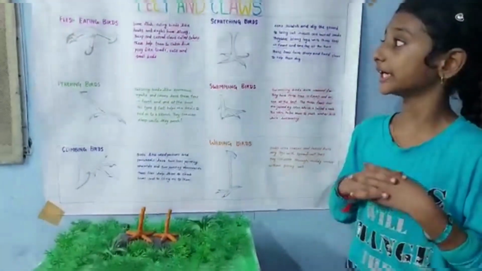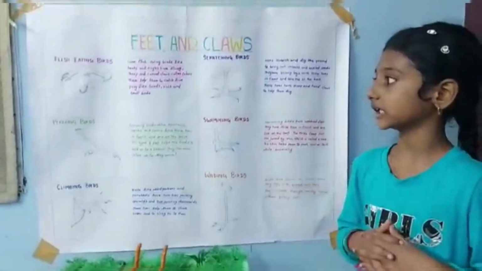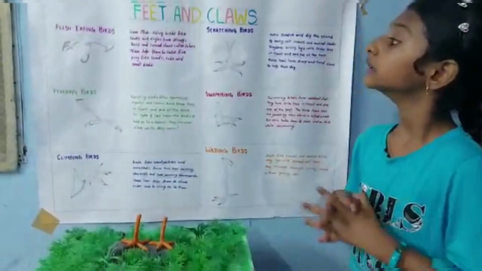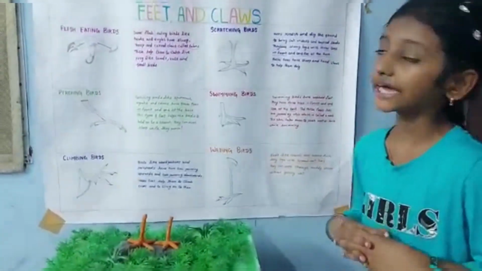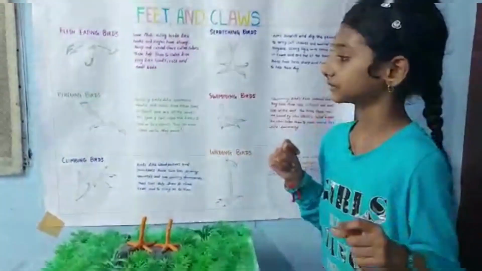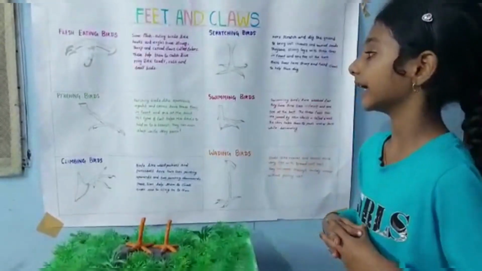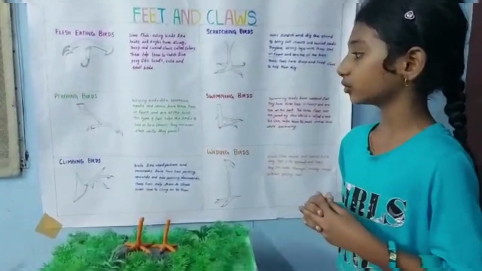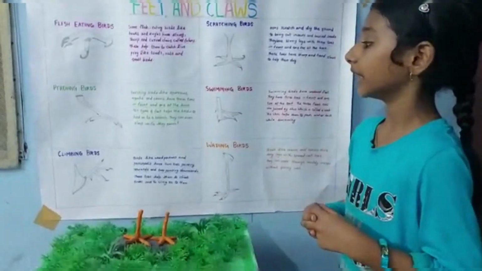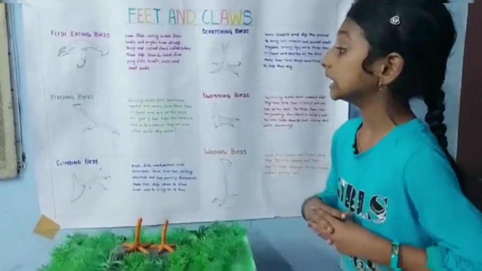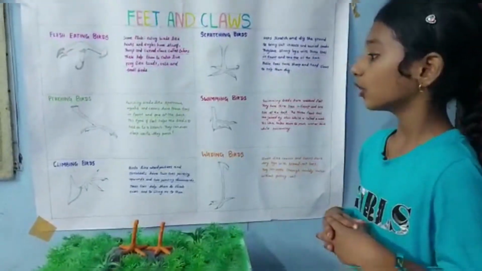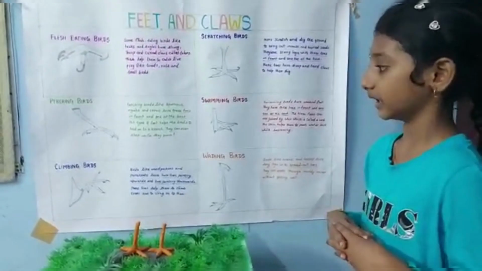Some flesh-eating birds like hawks and eagles have strong, sharp and curved claws called talons. These help them to catch small birds. Perching birds like sparrows, mynas and crows have three toes in front and one at the back. These types of foot help the birds to hold on to a branch.